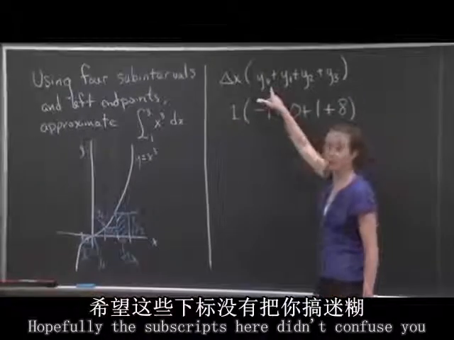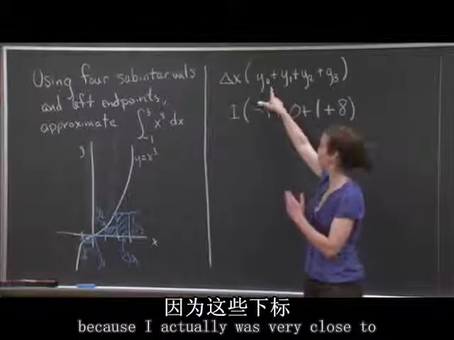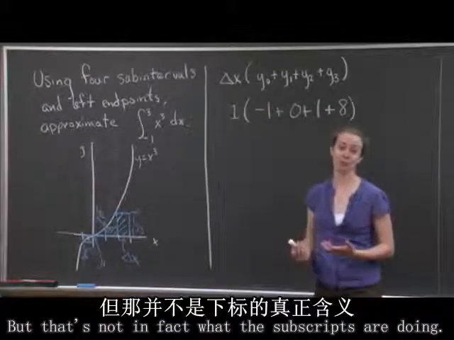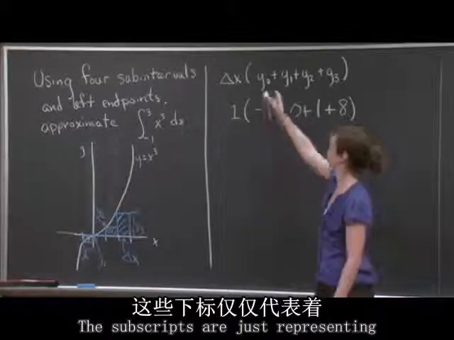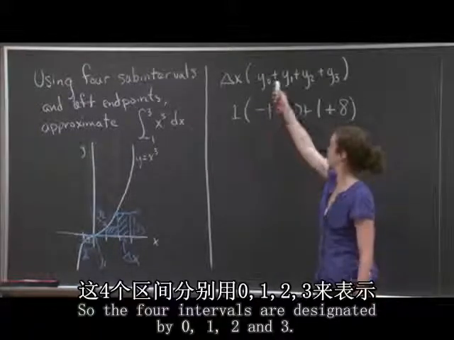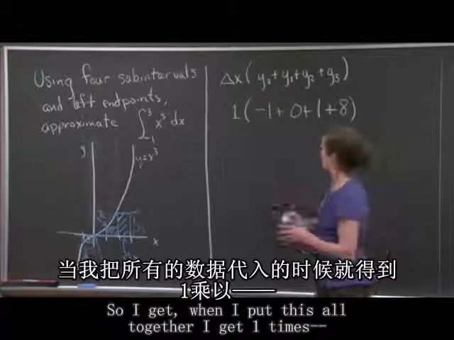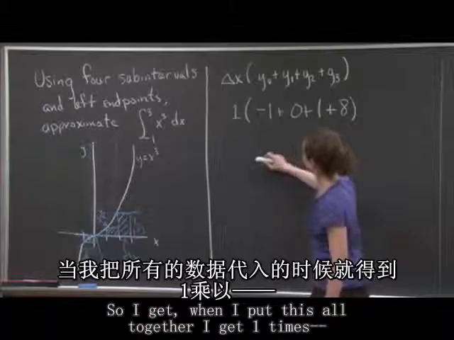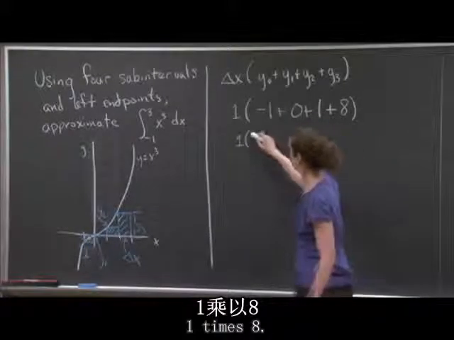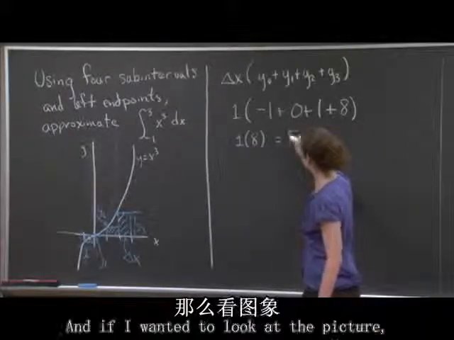Hopefully the subscripts here didn't confuse you, because I was very close to having the subscripts represent the x value. But that's not, in fact, what the subscripts are doing. The subscripts are just representing what interval we're looking at. So the 4 intervals are designated by 0, 1, 2, and 3. So when I put this all together, I get 1 times, well, minus 1 plus 1 is 0. 1 times 8, so I get 8.